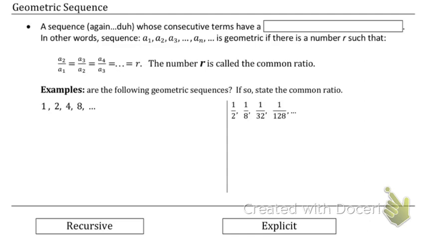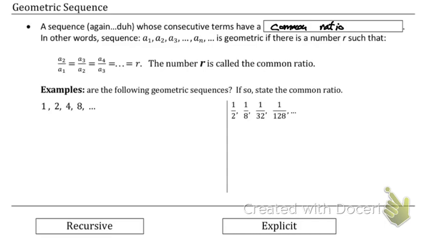All right, so first of all, a geometric sequence is a sequence, again, we know that, whose consecutive terms have a common ratio. All right, so arithmetic we said had a common difference. That means you kept adding and adding and adding. This is a common ratio. This is when you're multiplying, multiplying, multiplying by the same number.